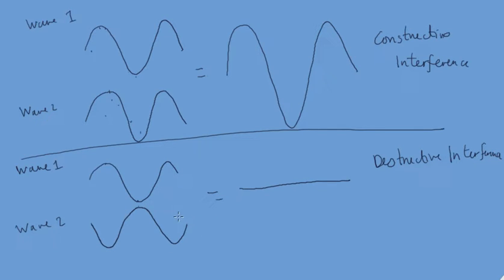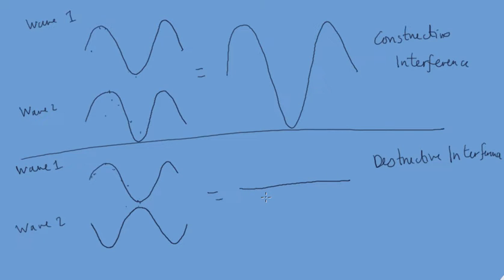This happens at the point where the path difference of the two waves is half a wavelength. So they're out of phase by half a wavelength, and therefore they just cancel each other out.